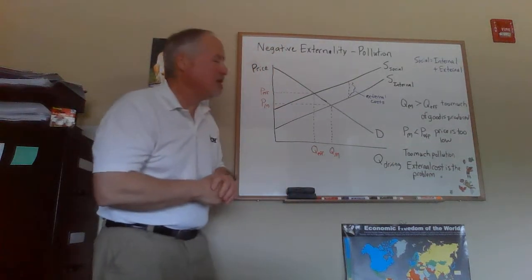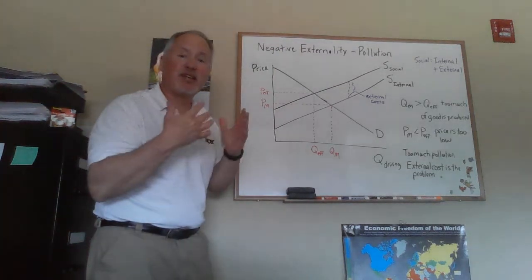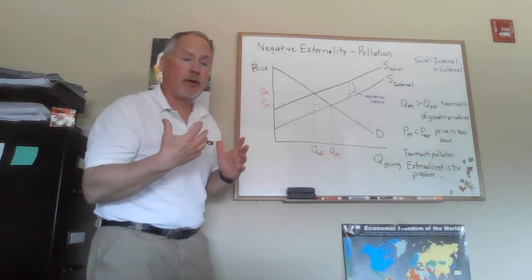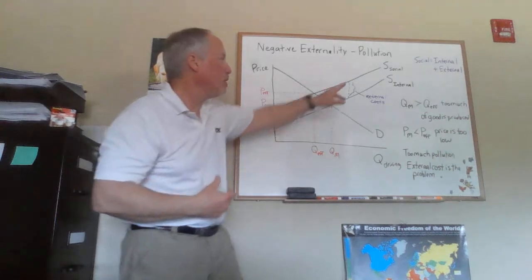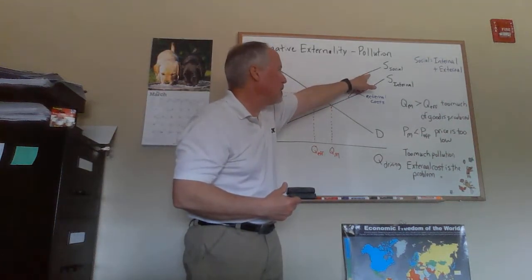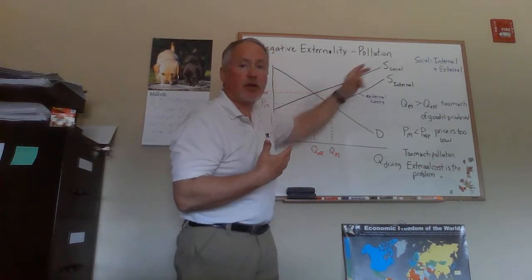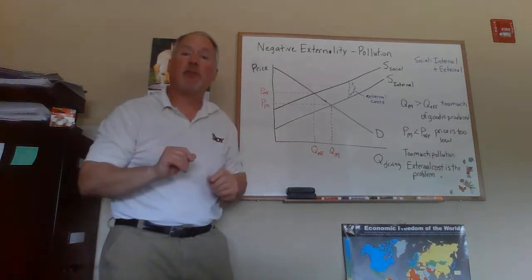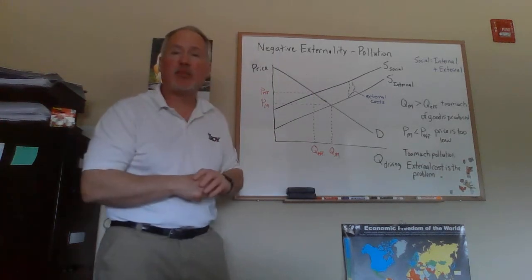Another way to think about this is the external cost, it's the externality that's the problem here. We could take any component of a supplier's cost, of the cost of producing a good. And if we said suppliers don't have to pay for this, we'd have this exact same diagram.